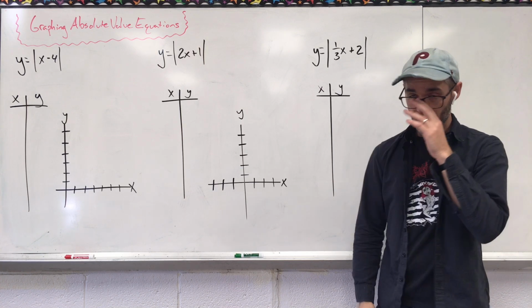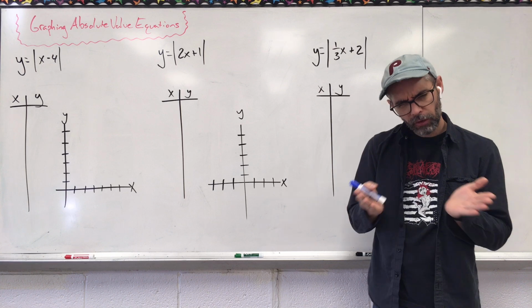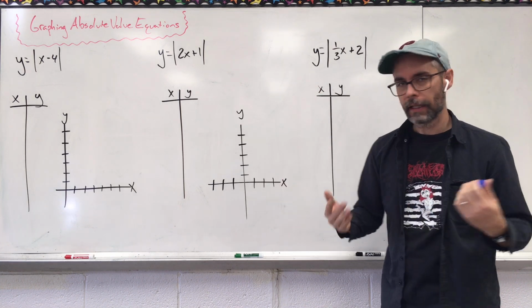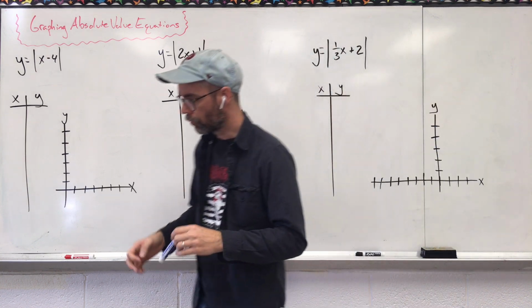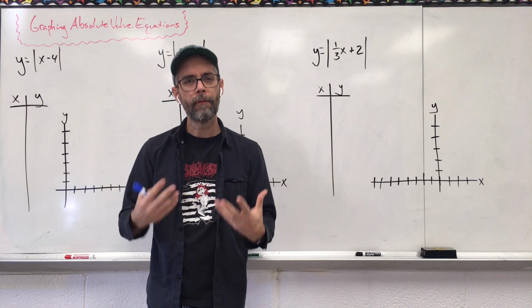Today we're going to graph absolute value equations. When we graph them, we're going to end up with a V shape, and we're going to figure out how to get that today. So in order to start, like with parabolas, you always want to find that vertex.